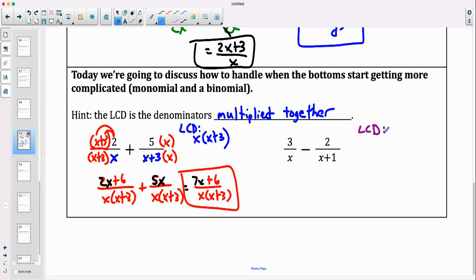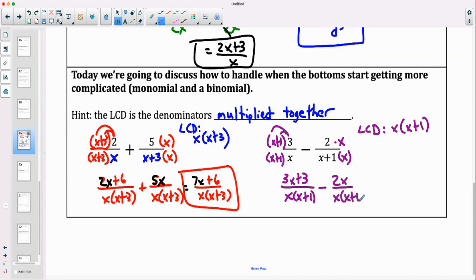Okay, the lowest common denominator is just the two denominators smushed together. When it's a monomial and a binomial, just take those two and smush them next to each other. So the first fraction is getting multiplied by x plus 1. The second fraction is getting multiplied by x. So again, we have to make sure that we distribute in that first fraction. So that would be 3x plus 3 over x times x plus 1. Doesn't matter what order you write the denominators in. Minus, we have 2x over x times x plus 1.